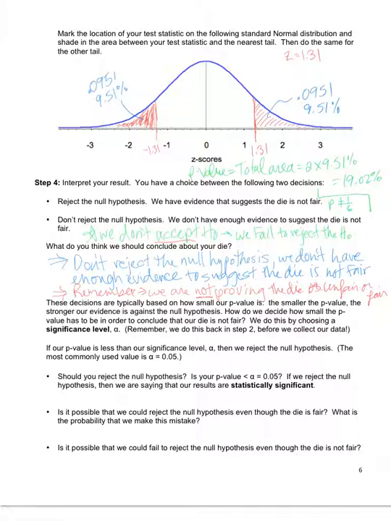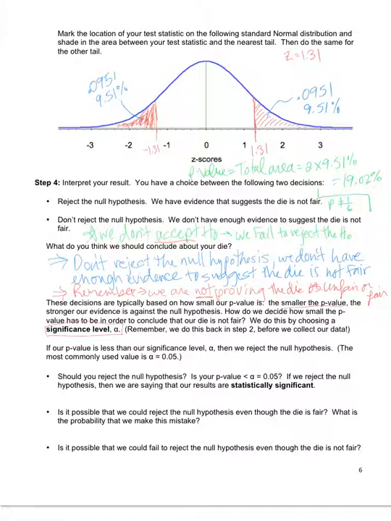These decisions are typically based on how small our p-value is. The smaller the p-value, the stronger our evidence is against the null hypothesis. And the smaller that p-value, the more extreme our result is if the null hypothesis is true. So how do we decide how small the p-value has to be in order to conclude that our die is not fair? We do this by choosing a significance level alpha. Remember, this was mentioned back in step 2, and we normally would do it back there before we collect our data. We left it to the end right now just to get a better understanding of it.